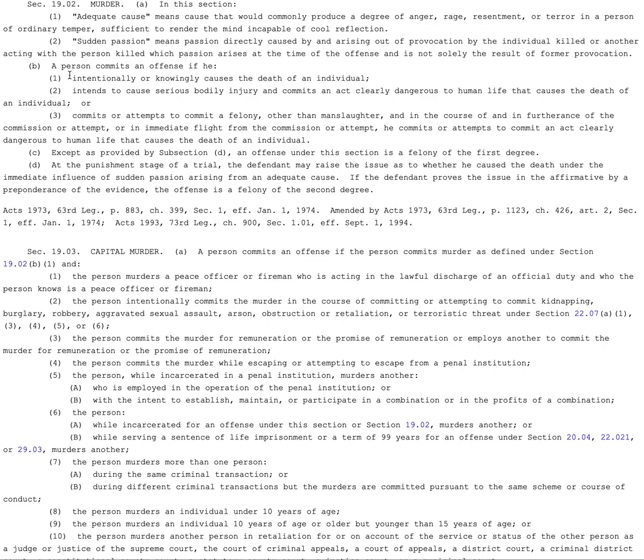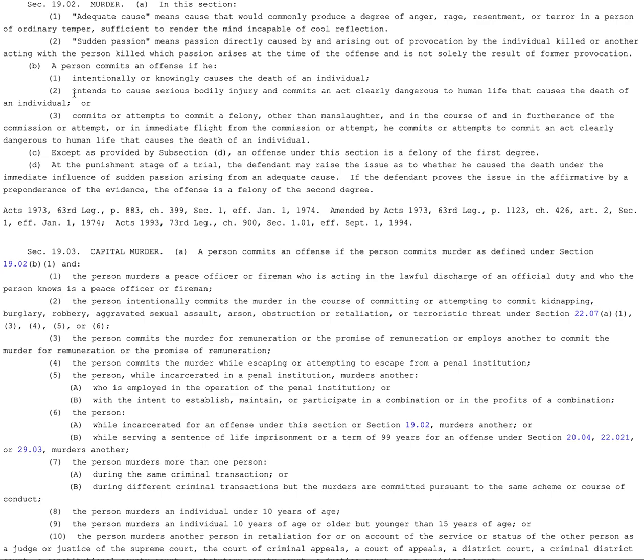(b)(1) is a person commits the offense of murder if he intentionally or knowingly causes the death of an individual. Number 2 is if you intend to cause serious bodily injury and commit an act clearly dangerous to human life that in fact causes the death of an individual.